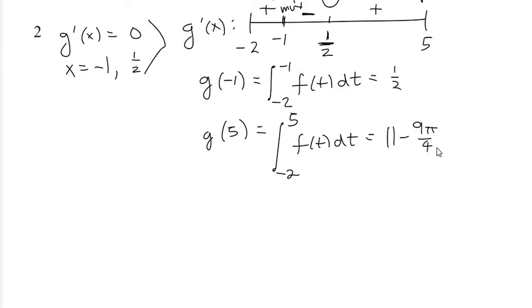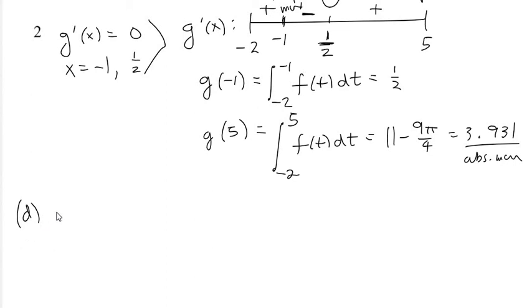And if you approximate that with a calculator, 11 minus 9 pi over 4, you get about 3.931, and that's definitely bigger than a half, so that is the absolute maximum.